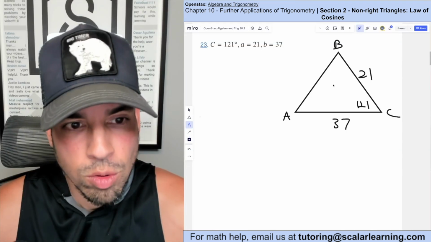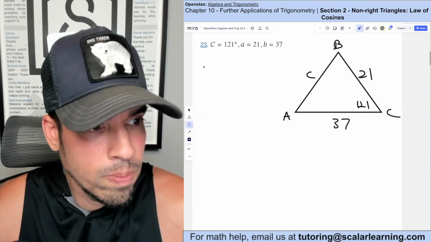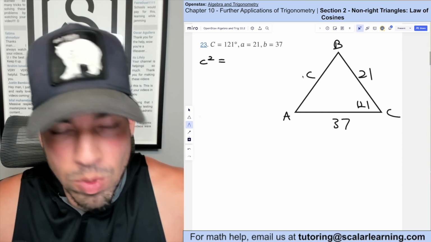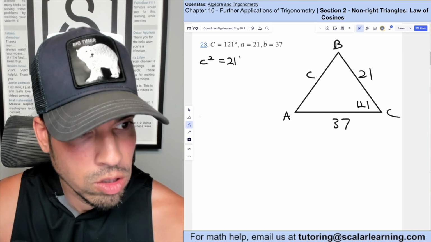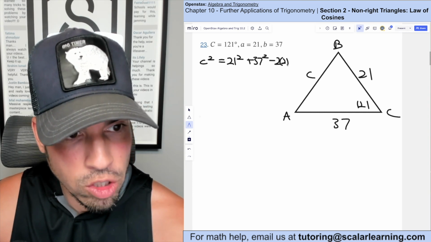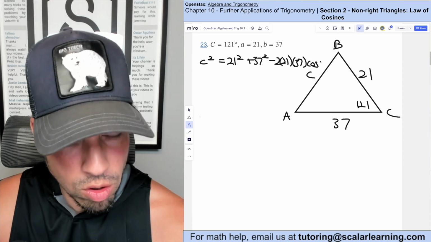Done. So for this one, we're going to start by solving for little c, which is opposite the known angle. So we're going to use law of cosines to do that. So we have the unknown side c squared, and we have to start with this side because it's opposite the known angle, equals the other side squared plus the other side squared minus 2 times each of those sides, 21 and 37, times cosine of the known angle 121.